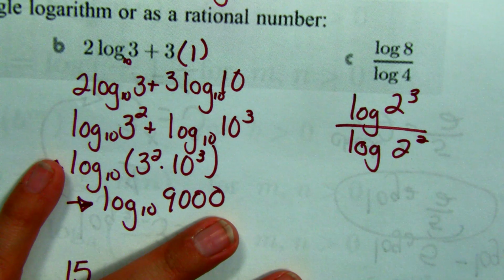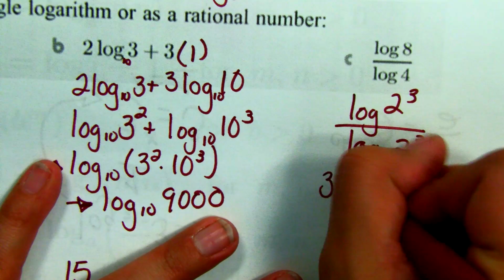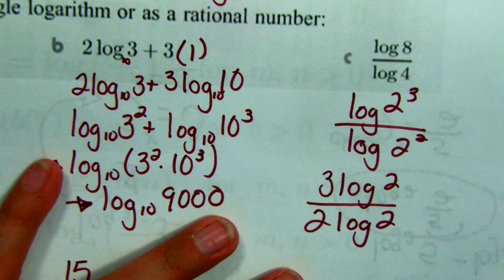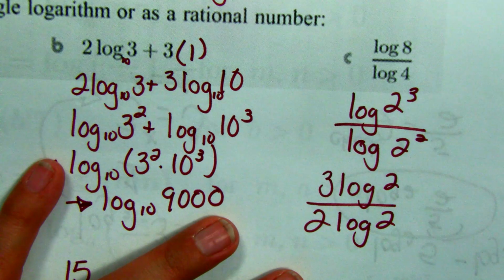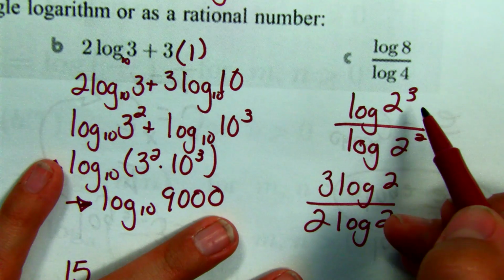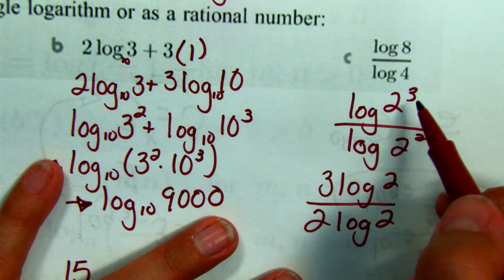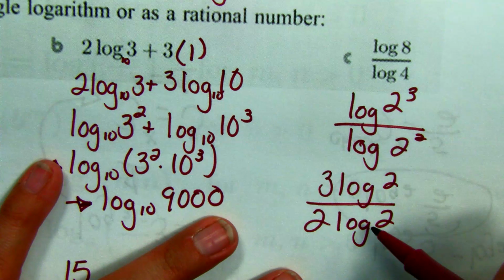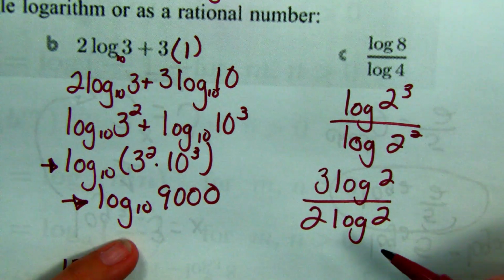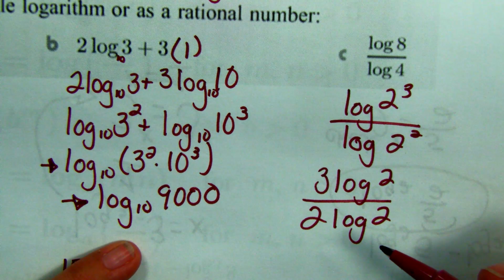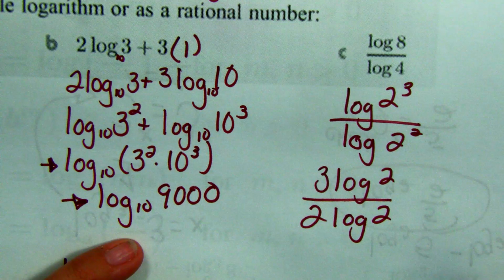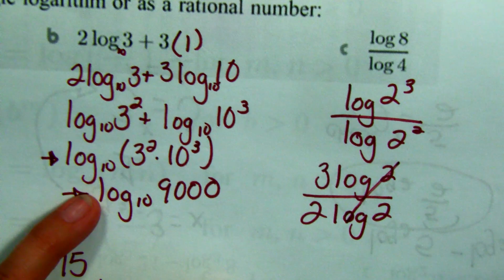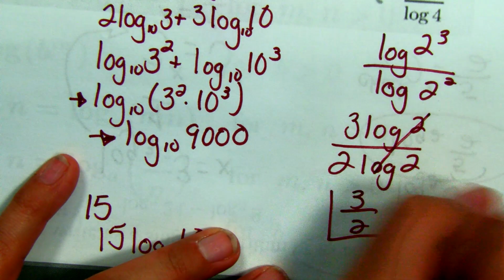Question so far? My exponents now become what? Coefficients. So we have 3 log 2 over 2 log 2. I'm going to stop there, give you processing time. Okay, do you understand that 8 became 2 cubed? 4 became 2 squared? Okay, now I just went backwards. The 3 now becomes the coefficient, and the 2 becomes the coefficient. Okay? Yes. What do you think happens to these logs? Cancel out. Because they are the same now. Because they are the same, I can cancel them out. And the final answer is 3 over 2.